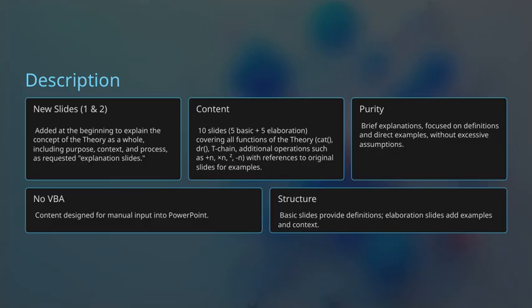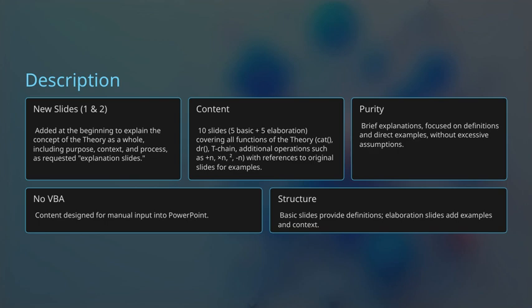In terms of structure, we're covering 10 slides in total, 5 basic slides and 5 elaboration slides. The basic slides give us straightforward definitions of the functions like cat, doctor, T-chain, and additional operations such as +n, times n, 2, and n. The elaboration slides then add examples and context to help us understand how these functions work in practice.